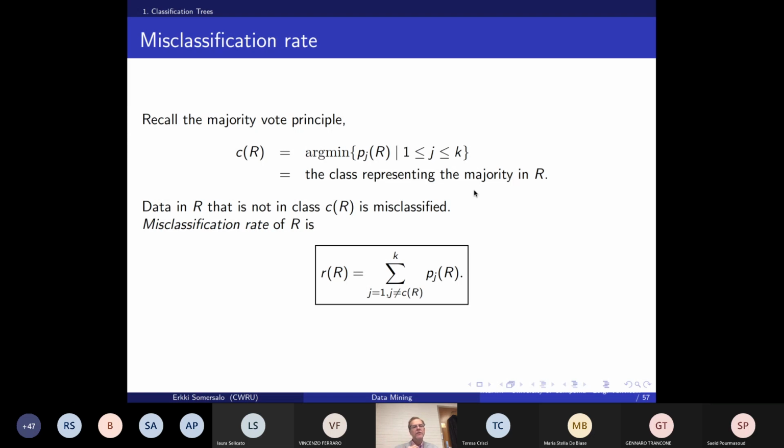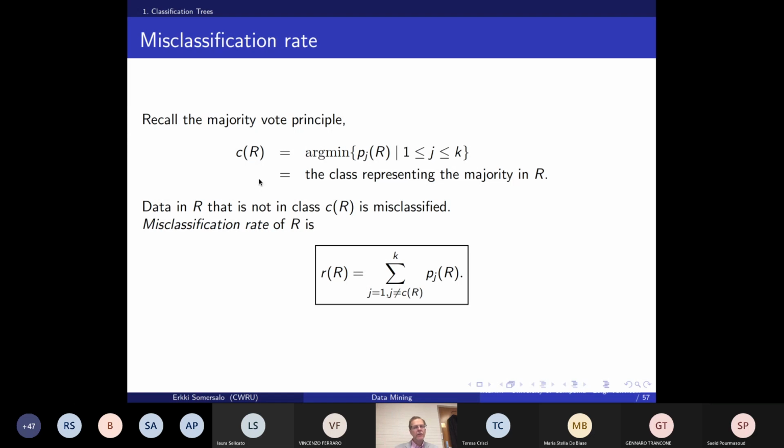However, when we say majority vote, we mean that we classify the rectangle to the class which has the most members of all classes in that rectangle. So Pj, remember, is the frequency of the jth class in the rectangle. So we are choosing the j for which Pj is the largest. So remember this histogram: red, black, and blue. So CR would be the red class because that has the most members in the rectangle.